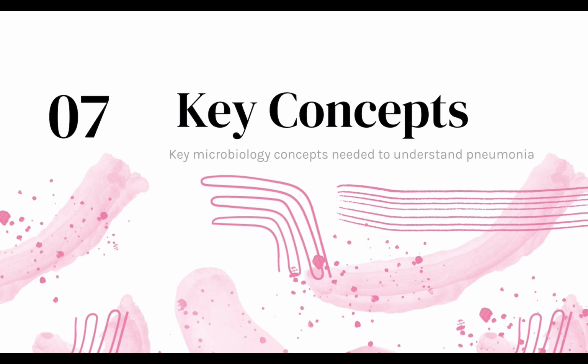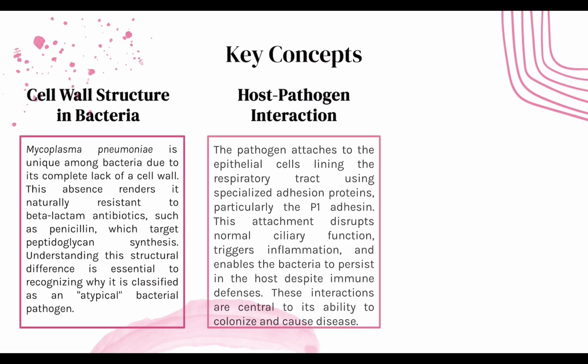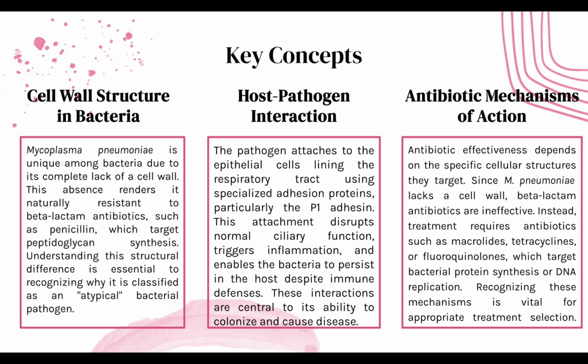To understand how Mycoplasma pneumoniae causes disease and why it's resistant to certain treatments, we need to look at a few key microbiology concepts. First is the structure of bacterial cell walls. Most bacteria have a rigid cell wall made of peptidoglycan, which is the target of antibiotics like penicillin. But M. pneumoniae lacks a cell wall entirely. This unique feature makes it naturally resistant to beta-lactam antibiotics and helps classify it as an atypical bacterium.